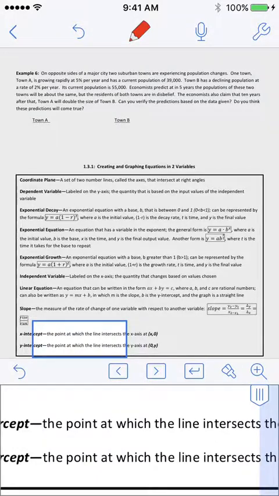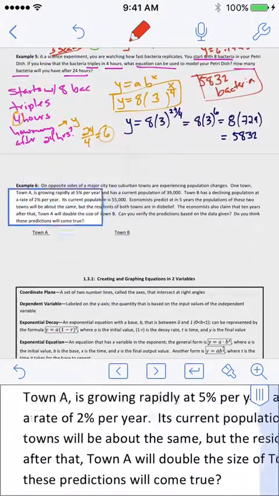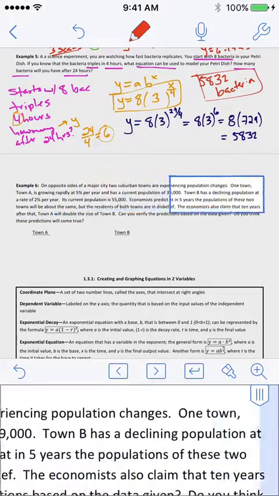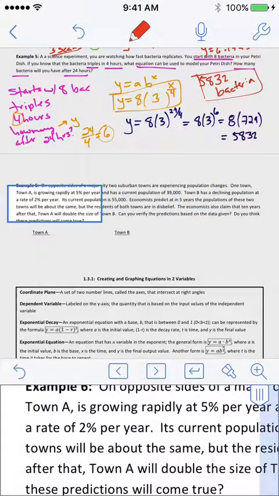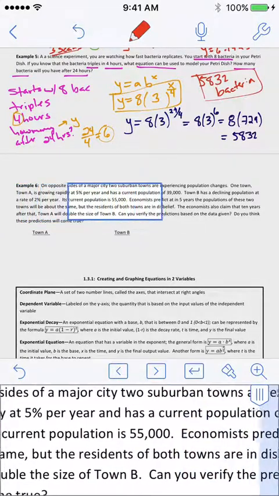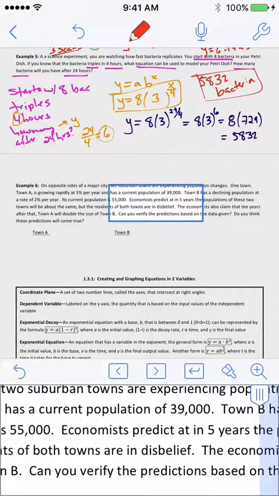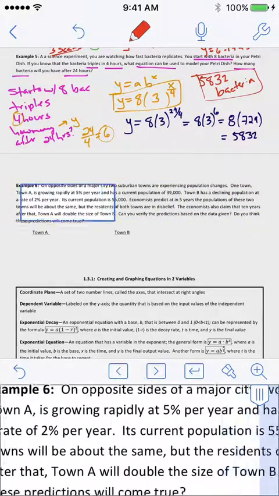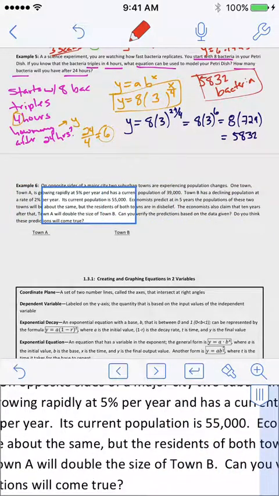We're going to do one more today. Example number 6. Let's get at it. On opposite sides of a major city, 2 suburban towns are experiencing population changes. Town A is growing rapidly at 5% per year and has a current population of 39,000. Town B is declining at a rate of 2% per year. Its current population is 55,000.